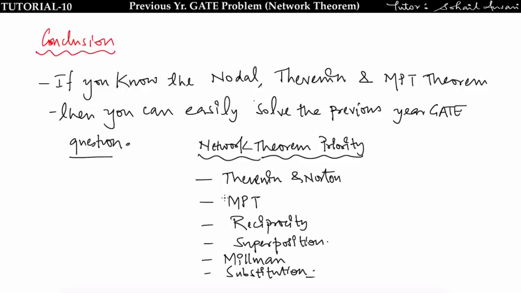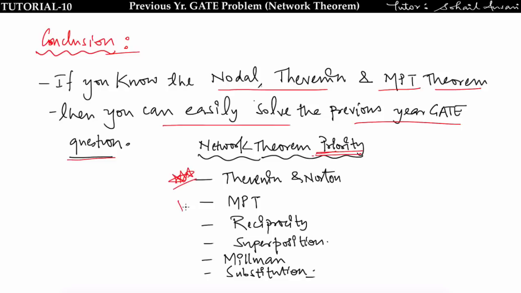So we have solved all the numericals based on network theorems which have been asked in GATE. Now we can conclude, after solving this much of problems, that if you know nodal, Thevenin and maximum power transfer theorem, then you can easily solve the previous year GATE questions. In today's lecture we solved the maximum of the problems based on Thevenin, nodal, Norton and maximum power transfer theorem. If I put in the priority list, Thevenin is most important, then the MPT theorem, then reciprocity is asked in state government exams, then superposition, then Millman's, then substitution. That's all about this lecture.